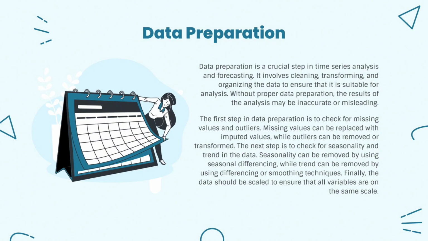The next step is to check for seasonality and trend in the data. Seasonality can be removed by using seasonal differencing, while trend can be removed by using differencing or smoothing techniques. Finally, the data should be scaled to ensure that all variables are on the same scale.